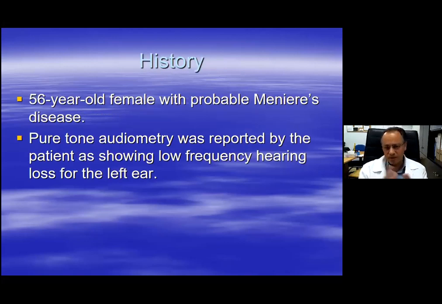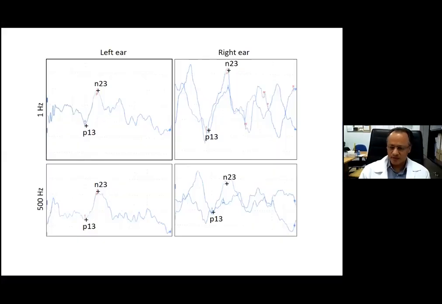I show a similar case, but this is again interesting as well. This was a 56-year-old female with probable Meniere's disease, and she does have Meniere's disease. The pure tone audiometry was reported by the patient. I didn't have the pure tone audiogram with me, but she reported that there was low frequency loss found with regards to the left ear. I did the CVEMP, expecting to see the frequency tuning for the left ear on the same side as the pure tone audiometry, but to my surprise, I saw this frequency tuning not on the left, but on the right.